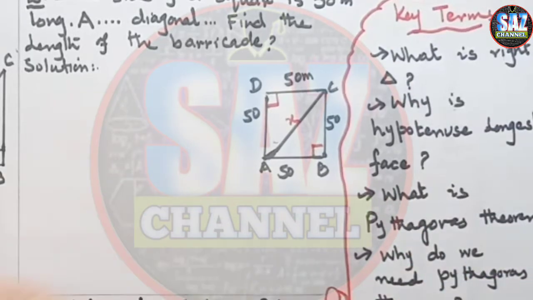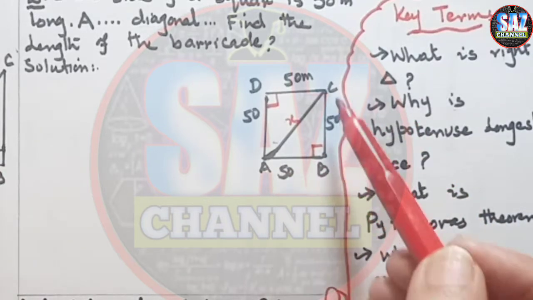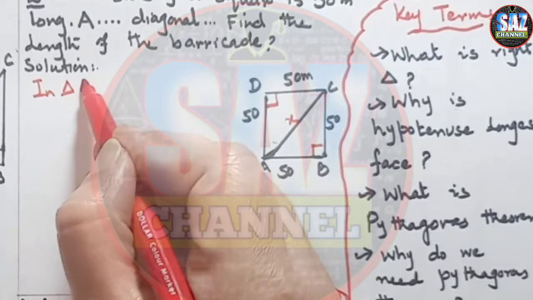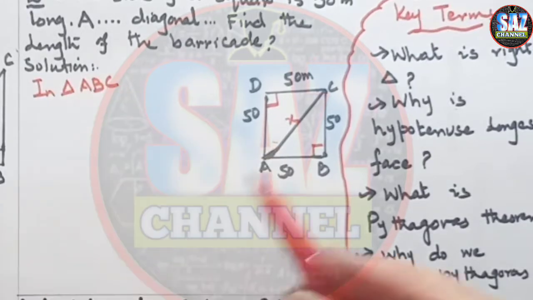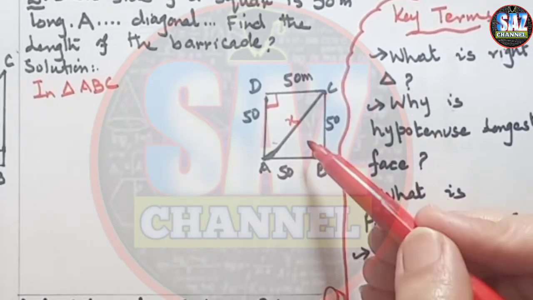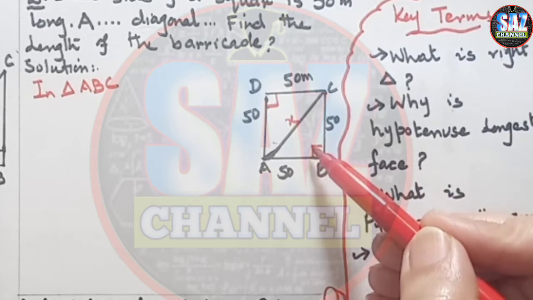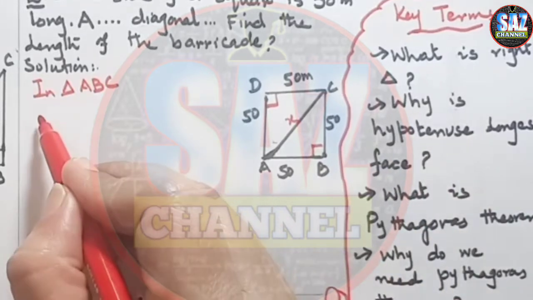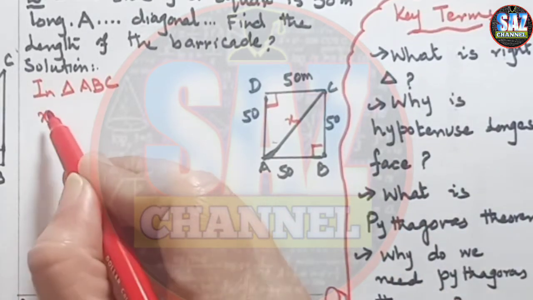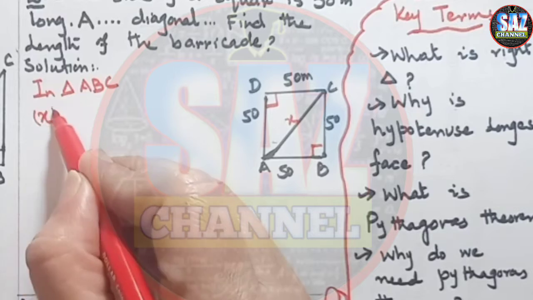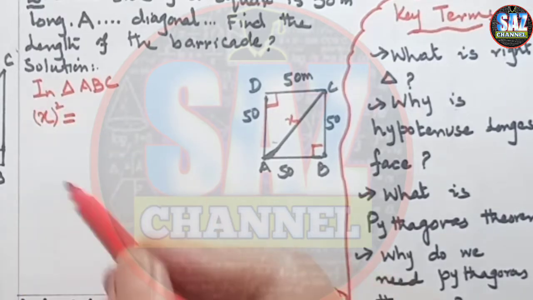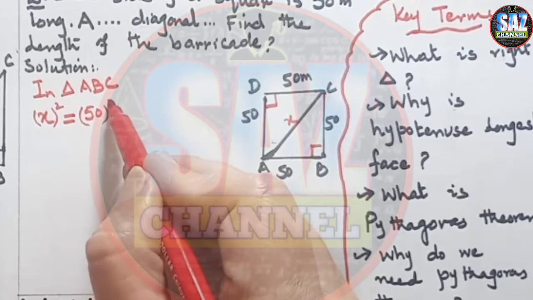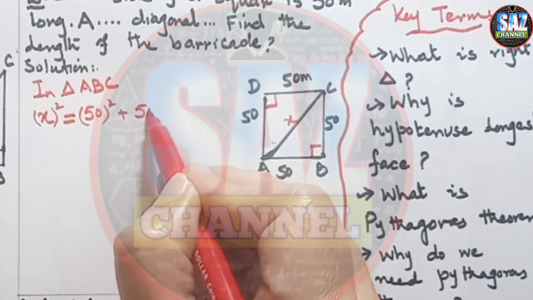As both the triangles are identical, we can take any one of the triangles. In triangle ABC, I'm taking this triangle. Now look, x is the face which is in front of the 90 degree angle, so this will be the hypotenuse. So according to the Pythagoras theorem, the square of the hypotenuse, that is x square, equals the sum of squares of the other two sides, and that will give me 50 square plus 50 square.